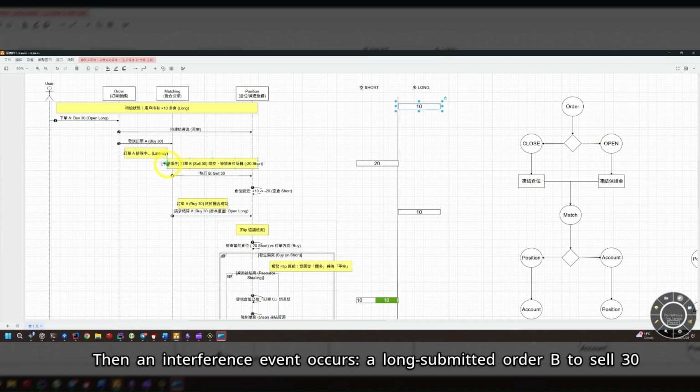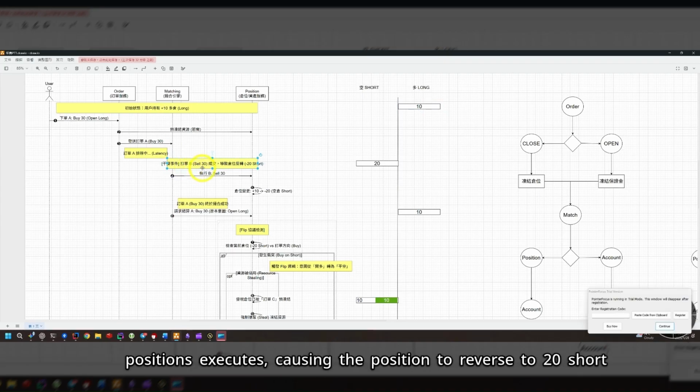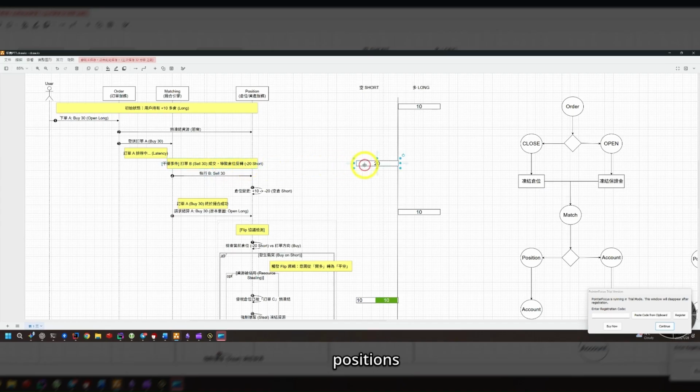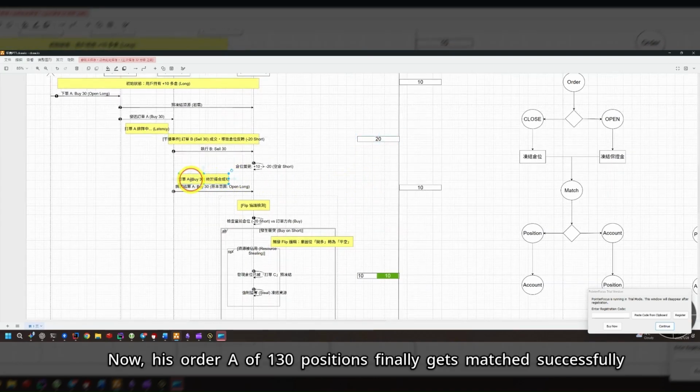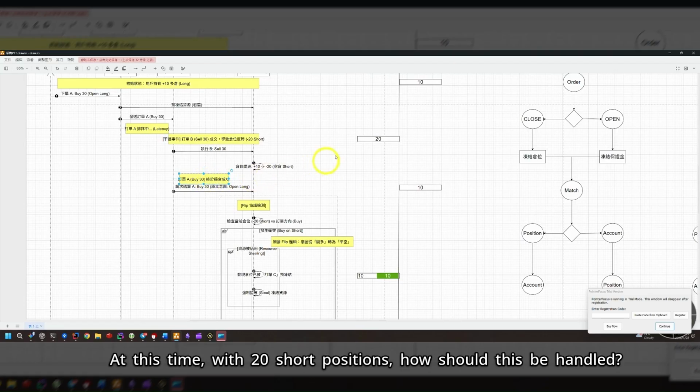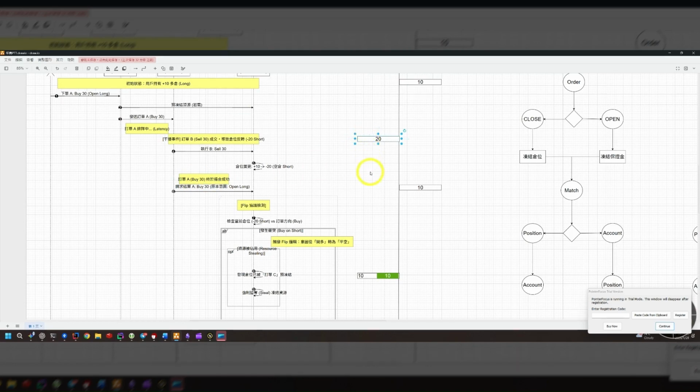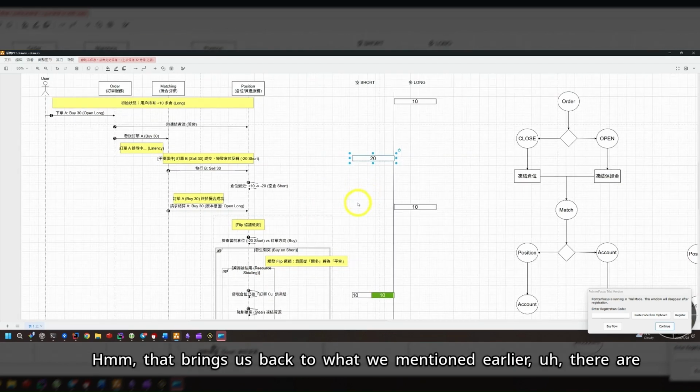Then an interference event occurs. A long submitted order B to sell 30 positions executes, causing the position to reverse to 20 short positions. Now his order A of 130 positions finally gets matched successfully. At this time, with 20 short positions, how should this be handled? That brings us back to what we mentioned earlier.